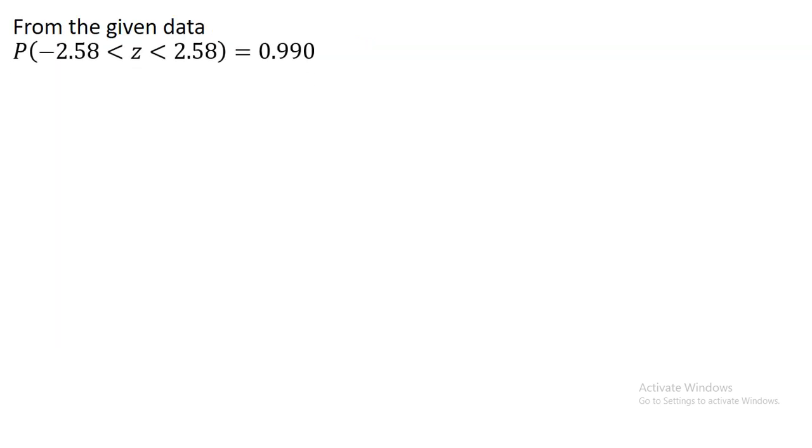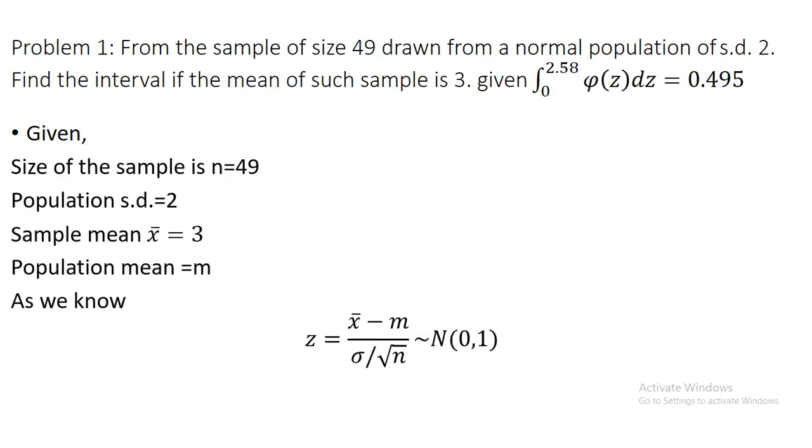Now from the given data, minus 2.58 to plus 2.58 is 0.990. Now what is given to you? It is the integration from 0 to 2.58 of phi(z) dz. Phi(z) is the standard normal distribution probability density function. So the integral from 0 to 2.58 is 0.495. That means, since the normal distribution is symmetric, the portion from minus 2.58 to 0 is also 0.495.